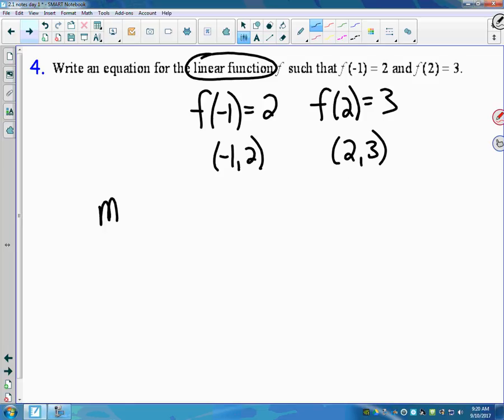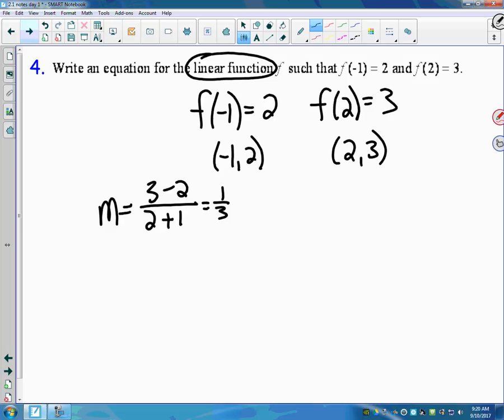So step 1 is I'm going to find my slope. So I'm going to subtract my y's on the top, and it doesn't matter which order you go as long as you go in the same direction both ways. So I'm going to go 3 minus 2, which means I'm then going to go 2 minus negative 1. So that's going to be a slope of 1/3.